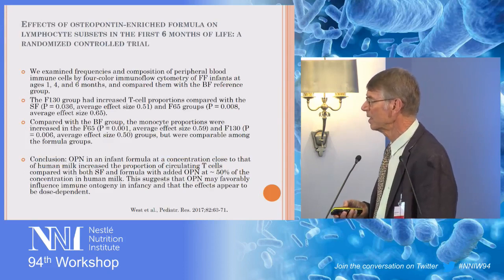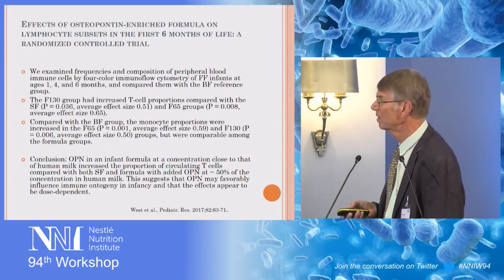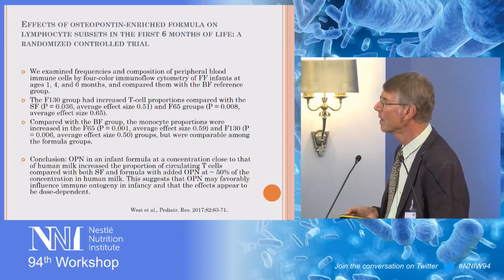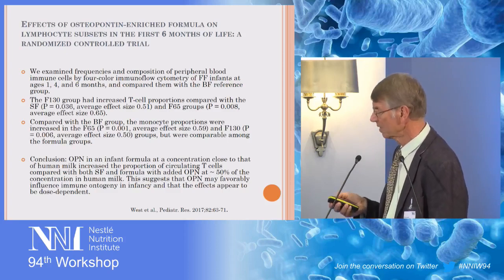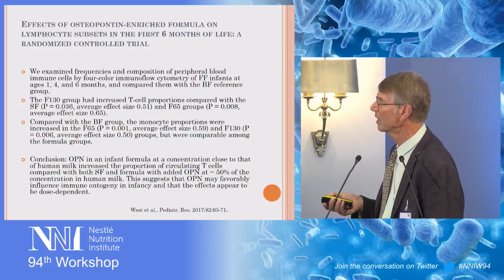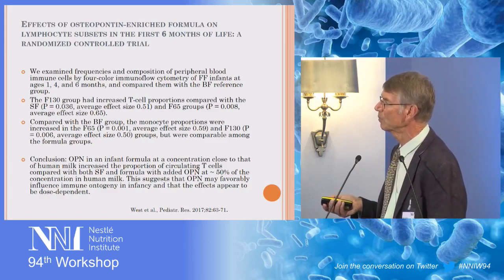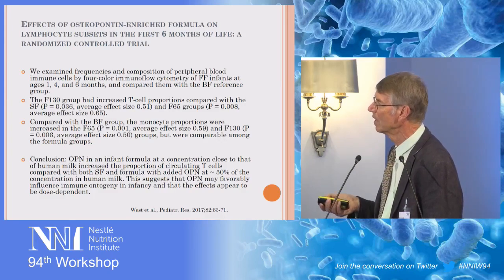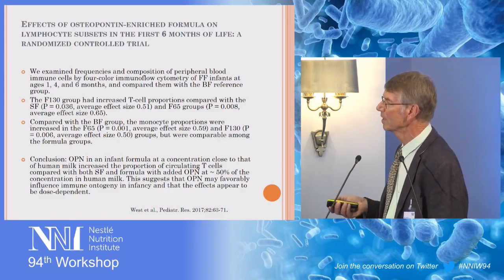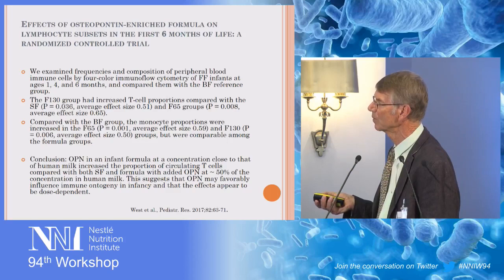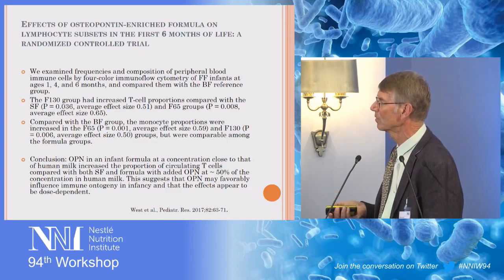We also did very extensive, like I said, flow cytometry. Tina West, who is also from University of Umeå in Sweden, was in charge of that. And we looked at a lot of different immune classes. And what we found, to make this short, was that the group that got the high level of osteopontin had an increased proportion of T cells as compared to a standard formula, and those that were fed half that level of osteopontin. We also had effects on the monocytes.